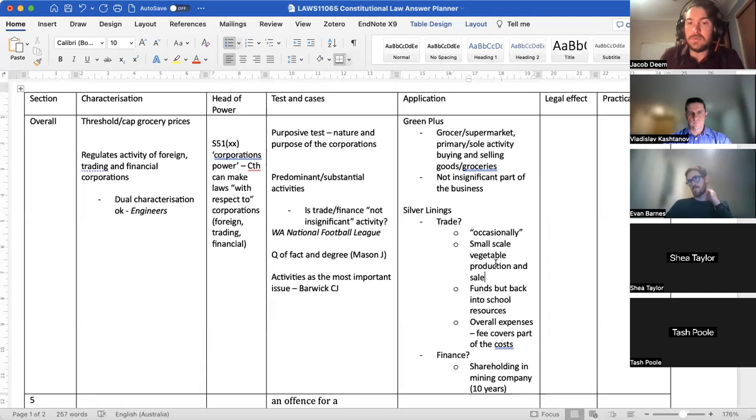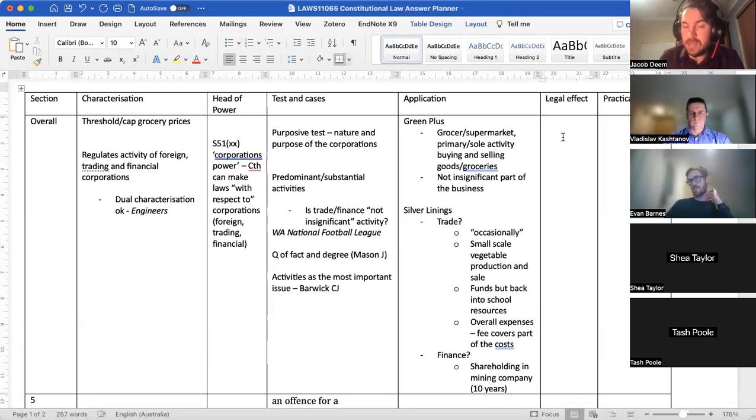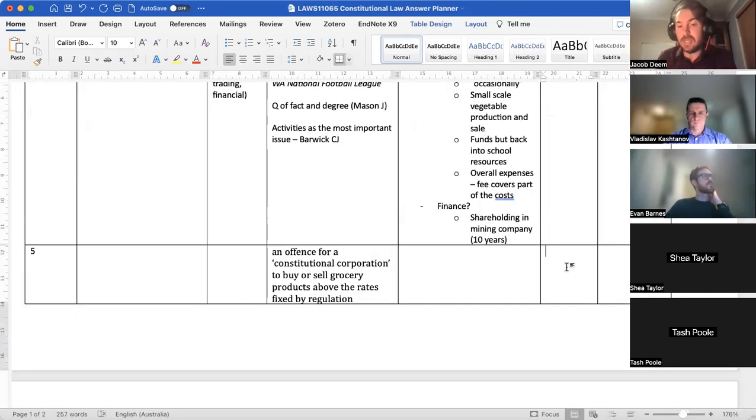Just quickly racing through, in terms of the legal effect, because we've said that Green Plus is a trading corporation, that means that Section 5 will apply to Green Plus.